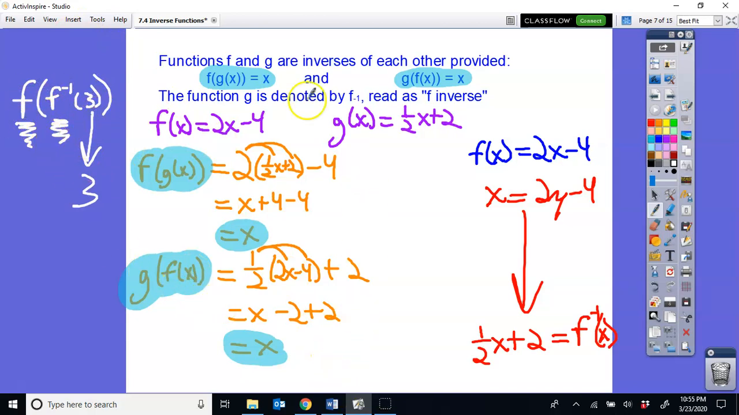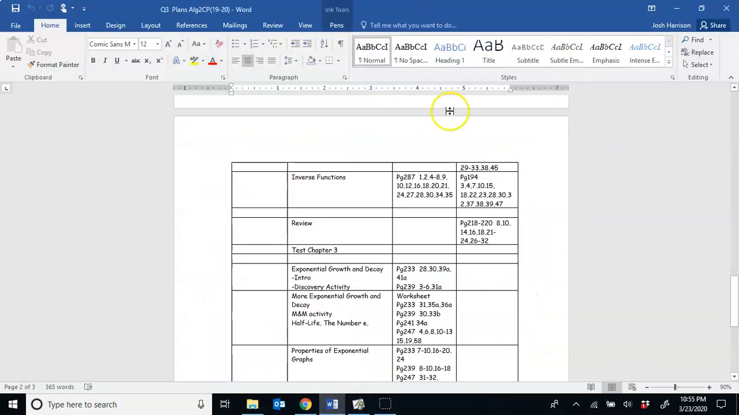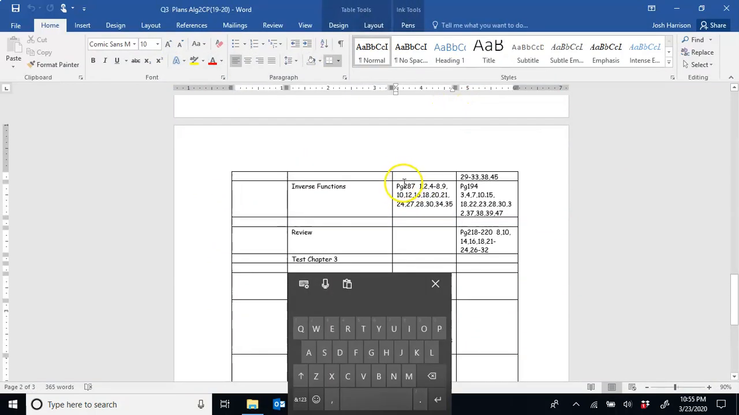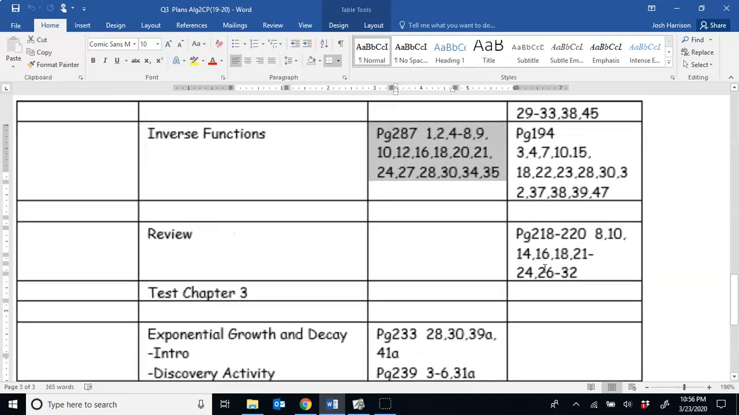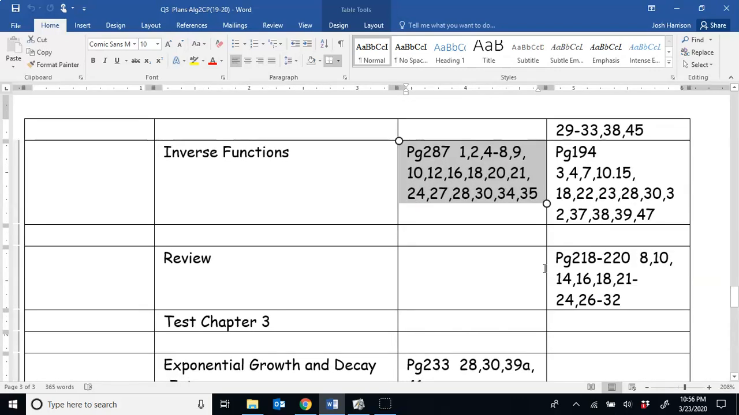of inverses. All right, so your homework is going to be in your textbook here. If I can get this to highlight properly, page 287. And it's not going to let me. Let's see if I can do it without using the tablet. There's 287. That's your homework. And I will post the PDF documents for your homework on Schoology.